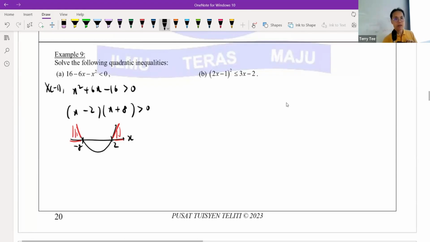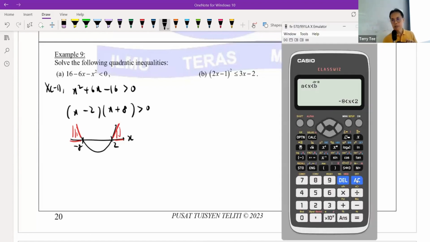Okay, and how do you write your final answer? Hey, wait. Did I make a mistake here? Oh, no. Just now I keyed the wrong one. It's supposed to be more than. You can, after I change the symbol. It's okay. We do once again.